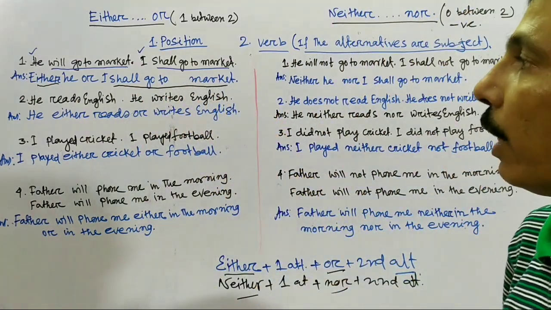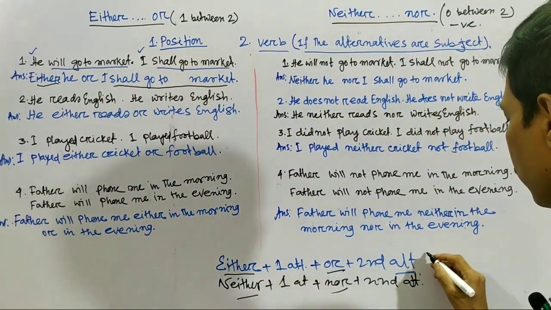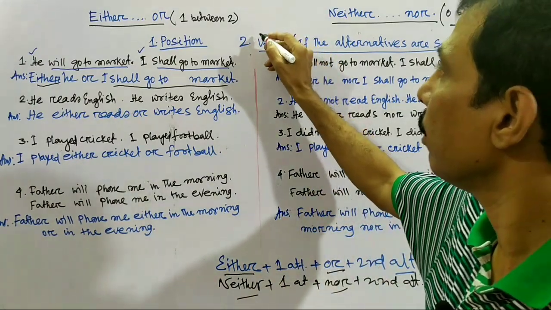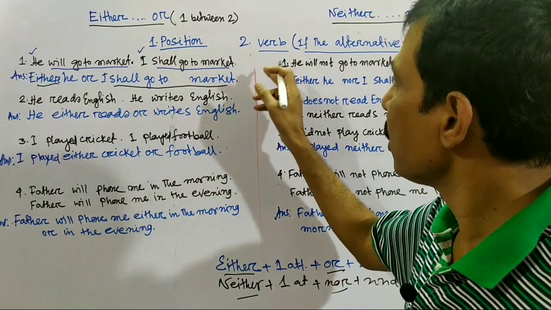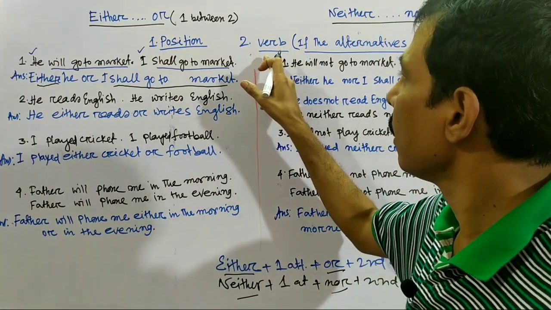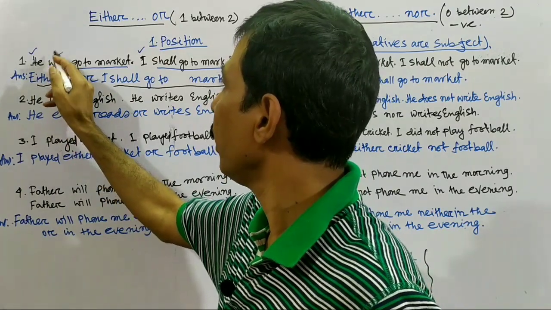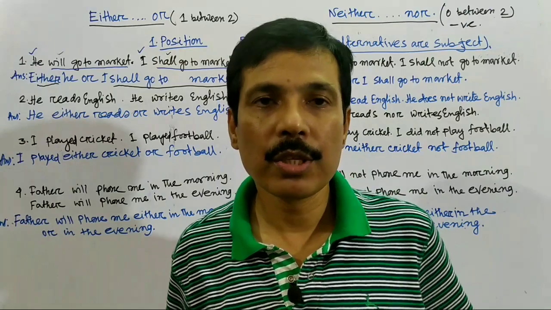But here is one question. So here is the position. We have learnt how to use either or, neither nor in respect of position, and in respect of the verb it is very crucial and important for everyone because mistakes often happen here. So here are two verbs: he will, here the verb will, and here the verb shall. What shall we use here?